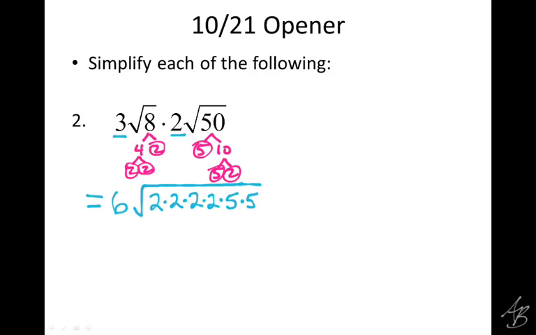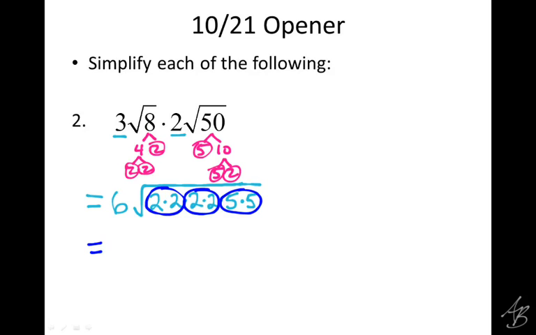Okay, now what? Yeah, now we just simplify like we normally do, right? So we start by circling pairs, pair of 2s, pair of 2s, pair of 5s, and everything's circled, so that means everything's going to be on the outside, so the square root's going to be gone. So we will not have a square root in our answer.